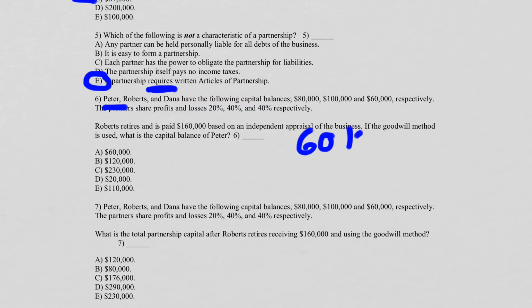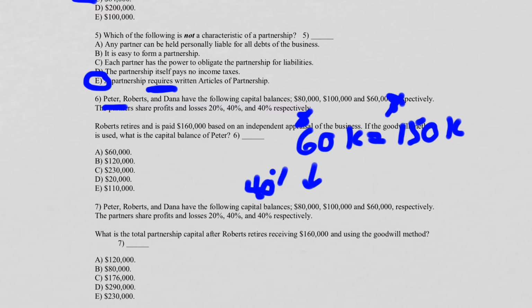60 was the amount that we have to increase Robert's capital count by, which gives us an implied value of 150 total goodwill. 40% of this is what we just did. That's how we got to that. 40% of that is an implied goodwill of 150. So 20% of 150, which is where Peter is, right? 20% is 30,000. So if his capital count was 80 and we add 30 to it, we're going to wind up with 110. Answer E is correct, and we're moving right along really nicely.